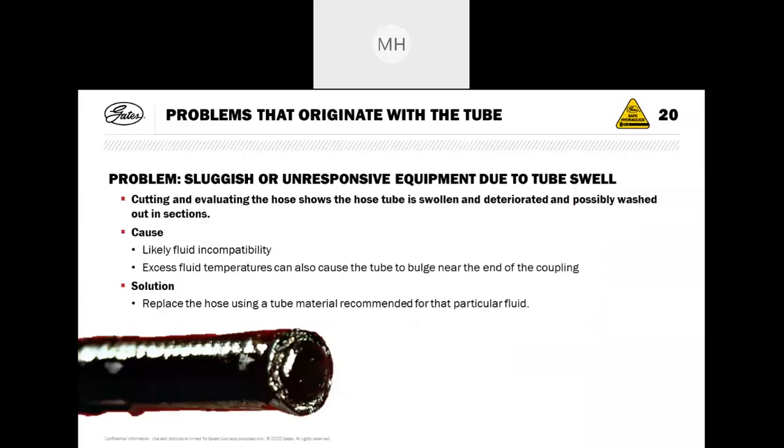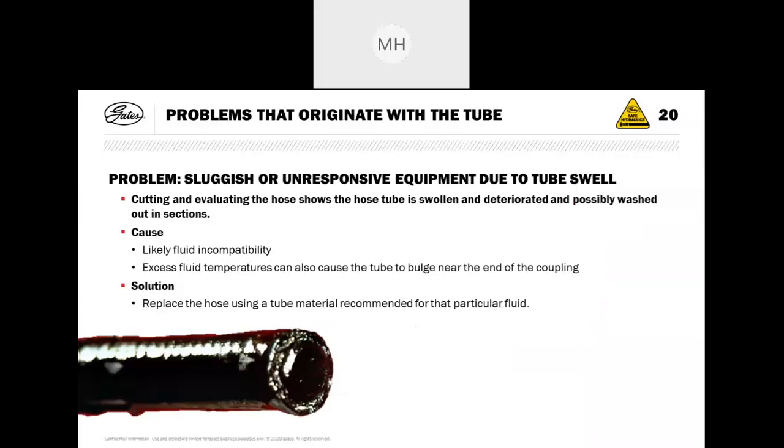Okay, the next problem we have is sluggish or unresponsive equipment due to tube swell. The way to identify what's wrong is we cut the hose and evaluate to see that the tube is swollen and deteriorated, and it's possibly going to be washed out in sections as oil is still going to be trying to pass through there. The cause for this is likely fluid incompatibility. Excess fluid temperature can also cause the tube to bulge near the end of the coupling. So the solution for this is to replace the hose using a tube material recommended for that particular fluid.